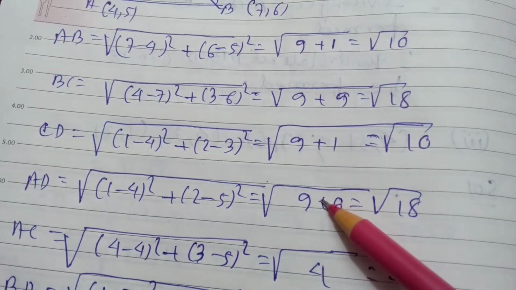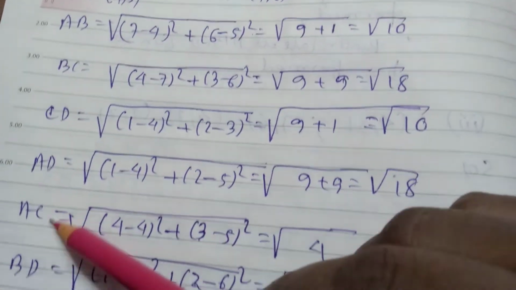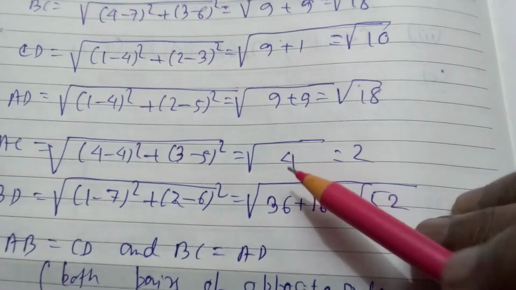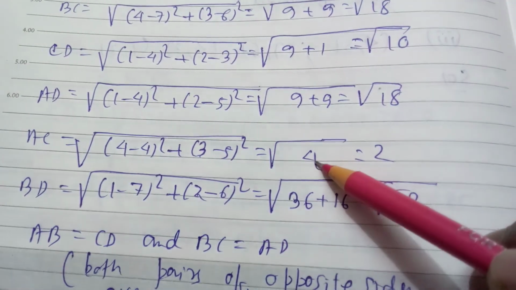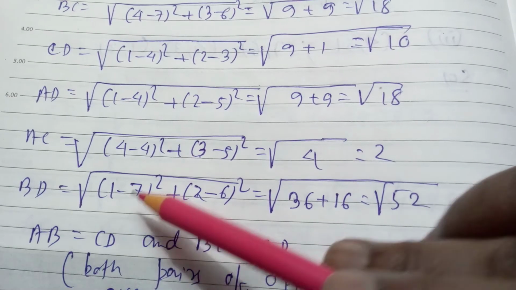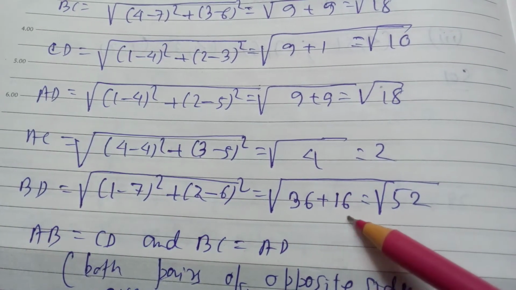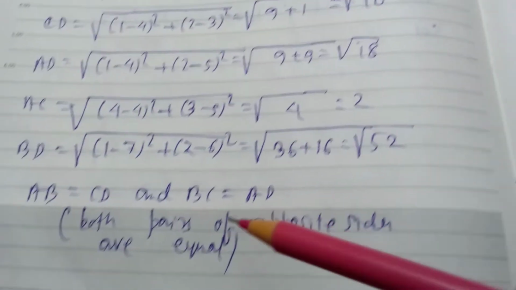And the 4 sides are completed. Now the two diagonals AC and BD. AC: 4 minus 4 square plus 3 minus 5 square, that is 4 minus 4 is 0, 3 minus 5 is minus 2 square equal to 4, that is 2. And BD equal to 1 minus 7 square plus 2 minus 6 square, that is 36 plus 16 equal to root 52.